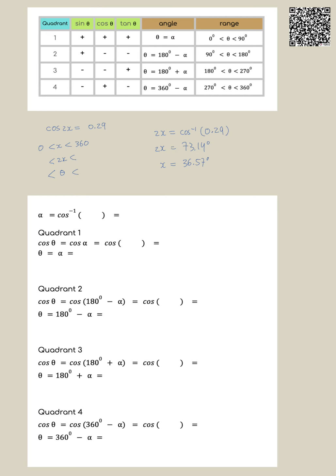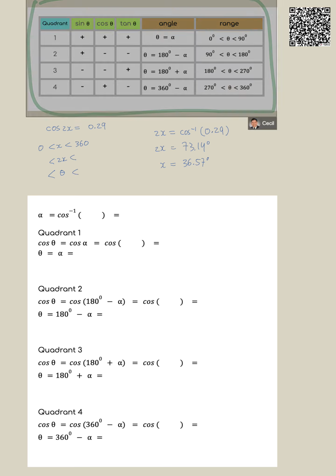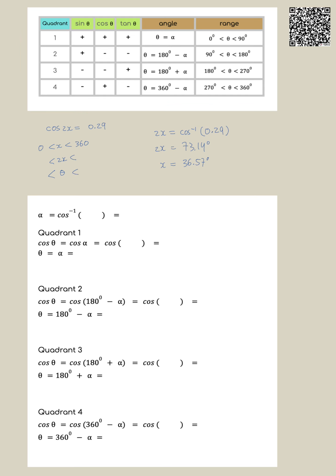How do we do this? We use this table to help you. But before that, we work on this range here. This range is given from the question: x is between 0 to 360. But the angle is in 2x. So what must we do? We must find the range of 2x, which is 0 to 720 degrees.